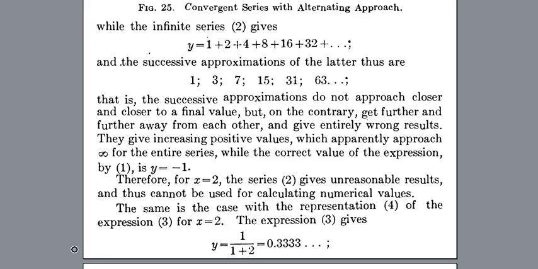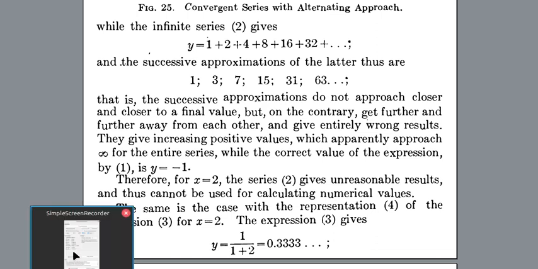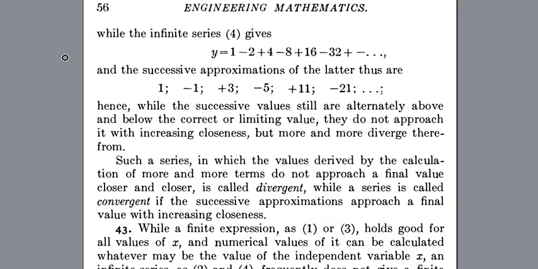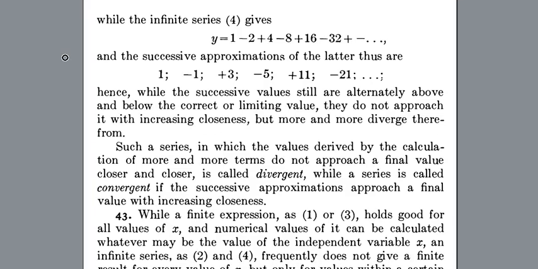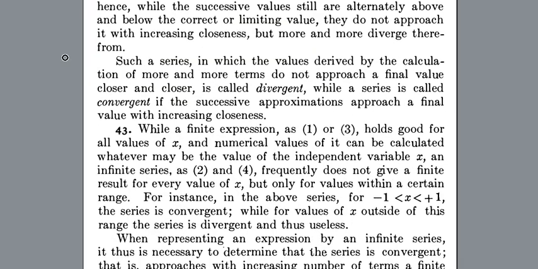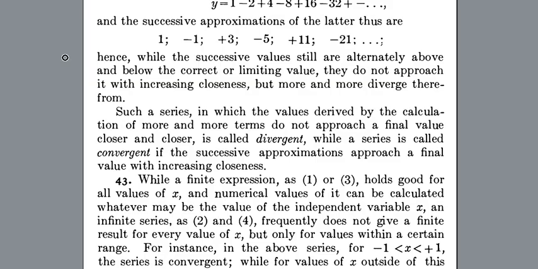The expression 3 gives y equals 1 divided by the quantity 1 plus 2, which equals 0.3333, repeating, while the infinite series 4 gives y equals 1 minus 2 plus 4 minus 8 plus 16 minus 32, and so on, and the successive approximations of the latter thus are 1, negative 1, positive 3, negative 5, positive 11, negative 21, and so on. Hence, while the successive values still are alternately above and below the correct or limiting value, they do not approach it with increasing closeness, but more and more diverge therefrom.